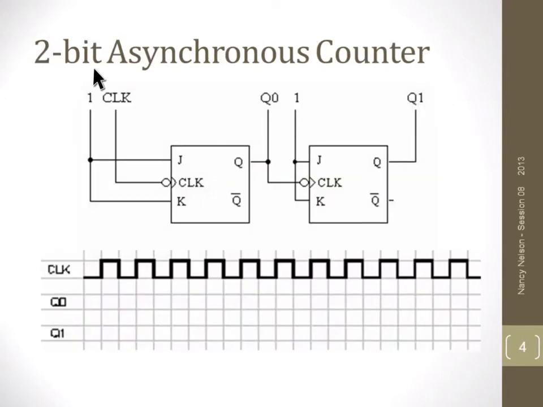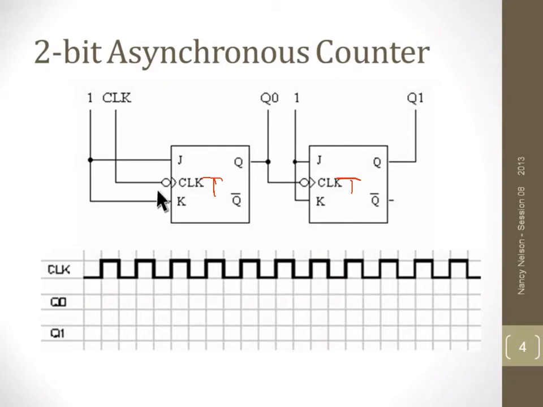So here's a 2-bit asynchronous counter. So 2 bits implies that we have 2 flip-flops. Notice they're both JK flip-flops, and that the inputs, J and K, in both cases, are tied high. That means this device is acting as a toggle flip-flop, so let's put a T in there just to remind ourselves. Now a little more importantly, let's take a look at the clock.